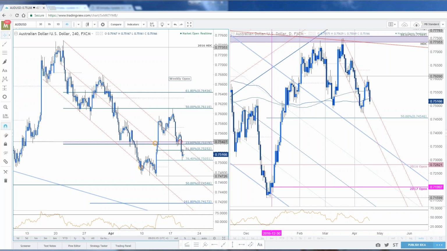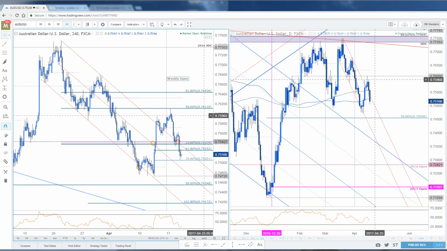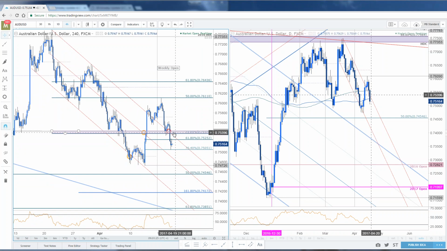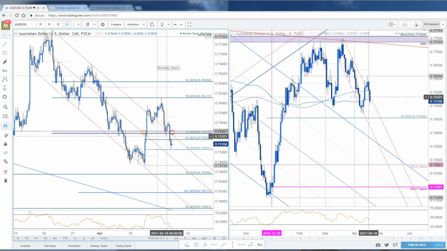What can I say? The thing that would turn me constructive again would be a break back above yesterday's high. So we'd need to see a move surpassing 75.60. That would put me constructive again. Otherwise, I think this thing's at risk still well below 73.70. I'm sorry, 75.37.